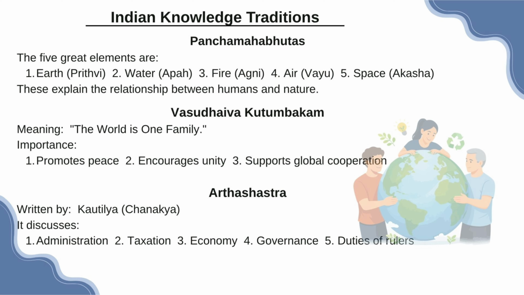This scientific attitude is one of the reasons why India's knowledge traditions are respected even today. One beautiful concept mentioned in this chapter is Panch Mahabhuta. According to ancient Indian philosophy, everything in nature is connected through five basic elements: earth, which provides land and food; water, which sustains all living beings; fire, which gives energy and warmth; air, which makes life possible; and finally, space, which holds the entire universe together.